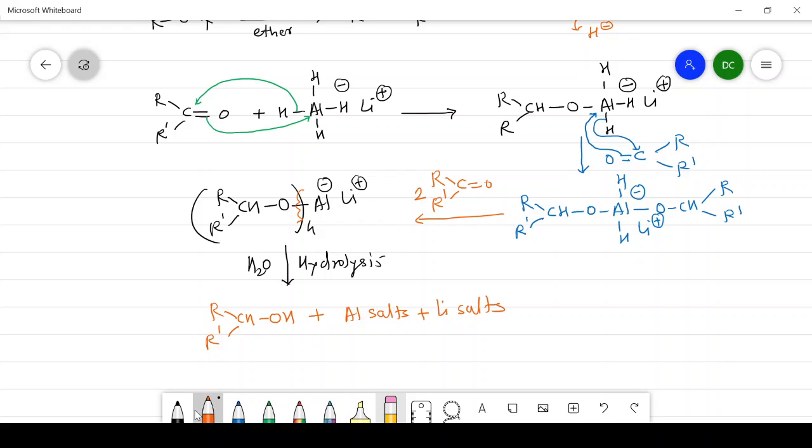In this way, one can convert 4 molecules of ketones at a time to 4 molecules of secondary alcohols by using 1 molecule of lithium aluminum hydride, in which there is a nucleophilic addition of the hydride and then final is the hydrolysis.